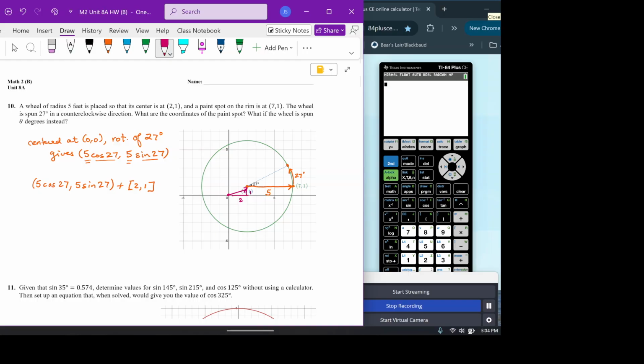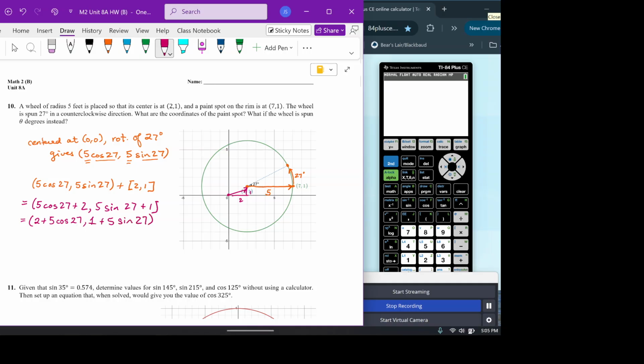So it's not a complicated procedure. It's 5 cos 27 plus 2, comma, 5 sine 27 plus 1. Okay. And normally you're going to write the 2 and the 1 in front so that you don't accidentally confuse it with the angle 27 degrees. You don't accidentally say 29 and 28 degrees over here. So the 1 would go in front here: 1 plus 5 sine 27.